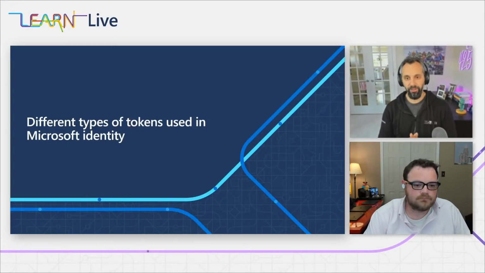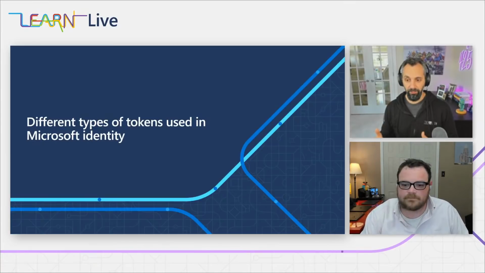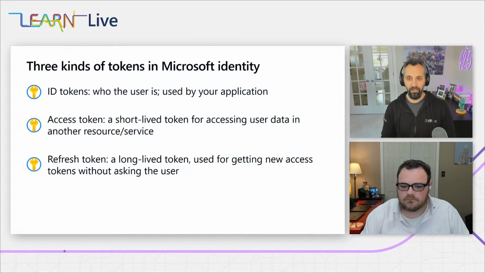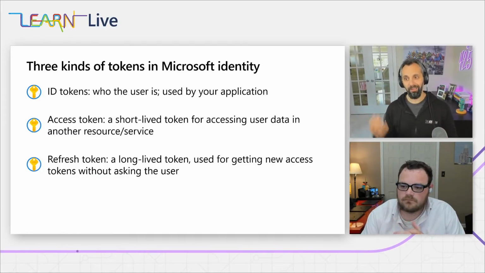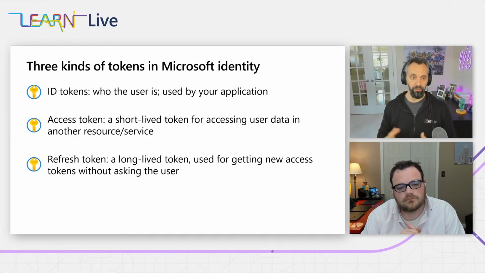Right. So now we're going to be talking about different types of tokens used in Microsoft Identity. We talked about standards like OpenID Connect and OAuth 2, so let's see how these work. On the Microsoft Identity platform, there are three types of tokens. The ID token is about who the user is, and it is used by your application. Developers building apps should be interacting with the ID token. They can crack it open, look at the claims, grab the information they need, and then move on.